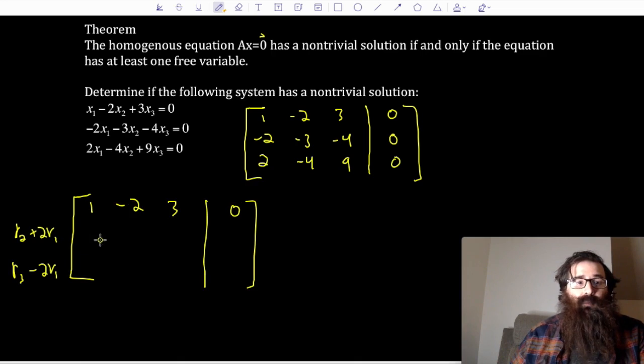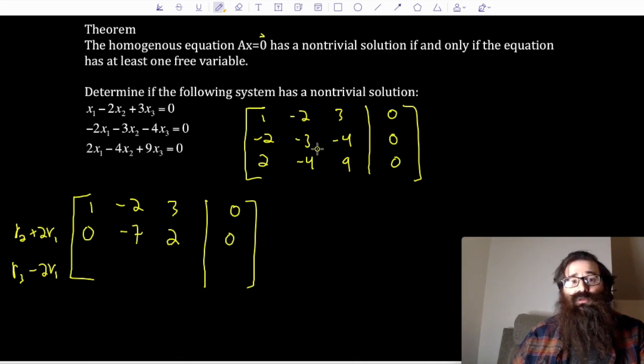And then going through the operation replacing row 2, I get -2 plus 2 times 1 gives me that 0 that I wanted. -3 plus 2 times -2, so that's -3 plus -4 gives me -7. And then -4 plus 2 times 3, that's -4 plus 6 gives me 2. And then here in the augmented cell, I'm just doing operations on zeros. So I get 0 plus 2 times 0 gives me 0.